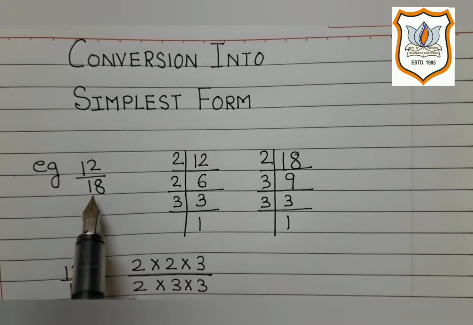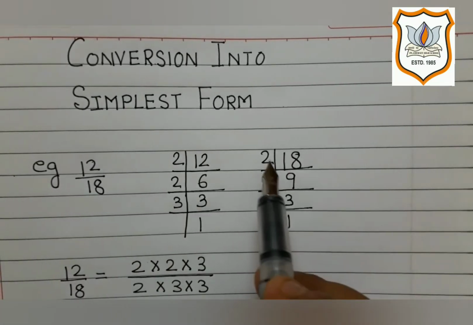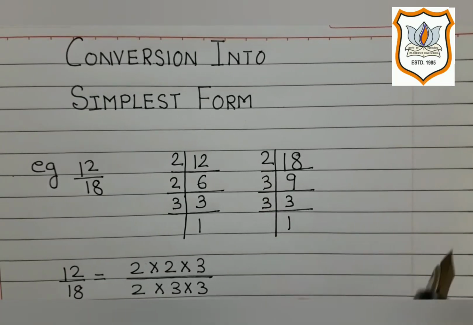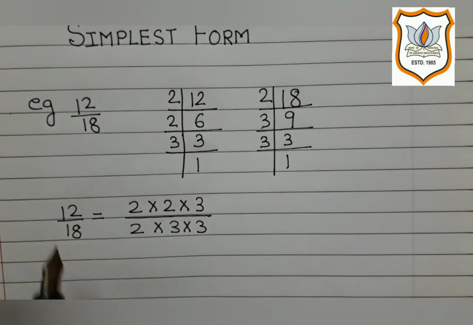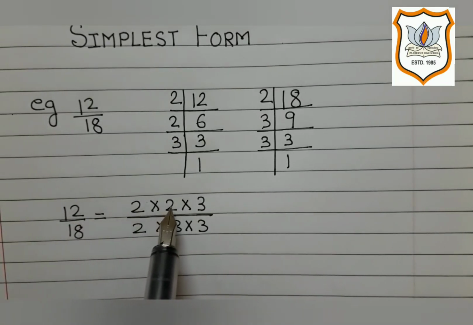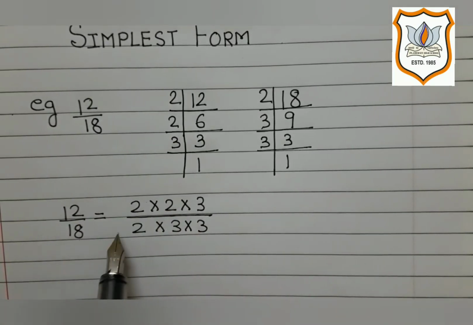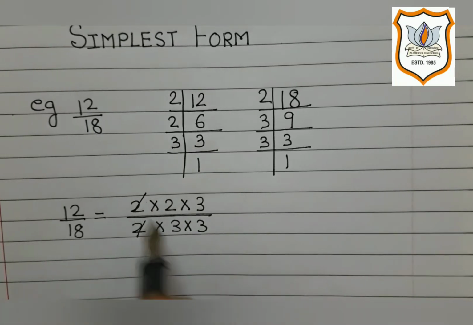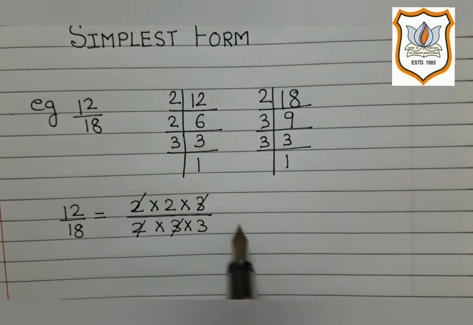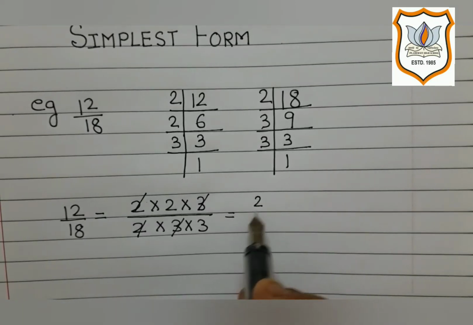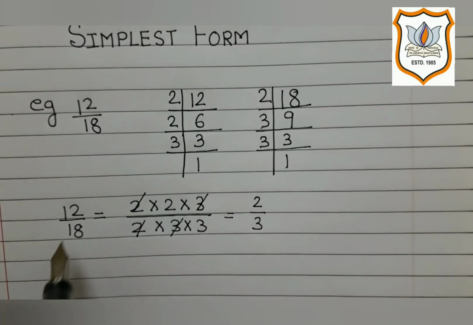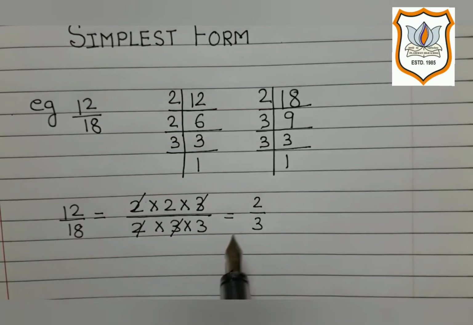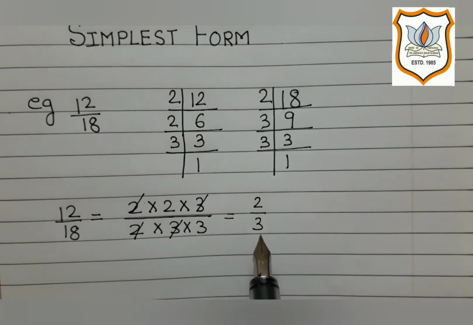Then we have to prime factorize 18. That is 2 9s are 18, 3 3s are 9 and 3 1s are 3. So 12 is equal to 2 into 2 into 3 and 18 is equal to 2 into 3 into 3. 2 and 2 cancel, and 3 and 3 cancel. The answer will become 2 upon 3. So 12 upon 18 is converted into simplest form as 2 upon 3.